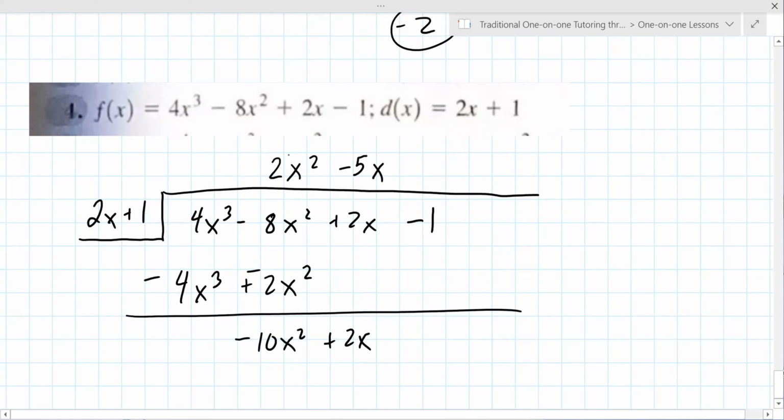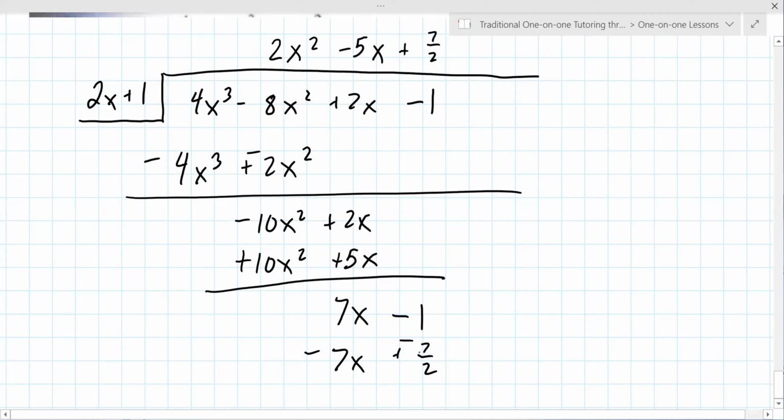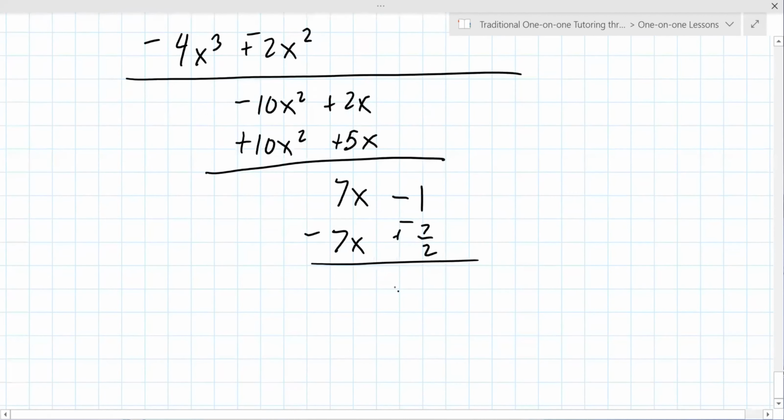Okay, so now when we multiply you get negative 10x squared minus 5x, and then you change the sign of both. And then you add, so 7x minus 1. This one's a little awkward. How do you get to 7x from 2x? It's plus 7 halves. So 7x plus 7 halves. Change the sign. So this ends up being minus 9 halves. That's your remainder.